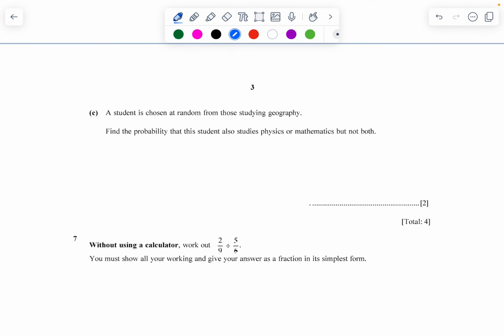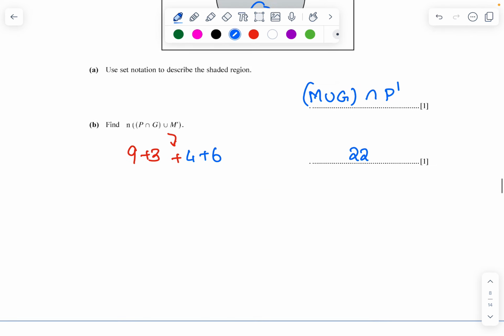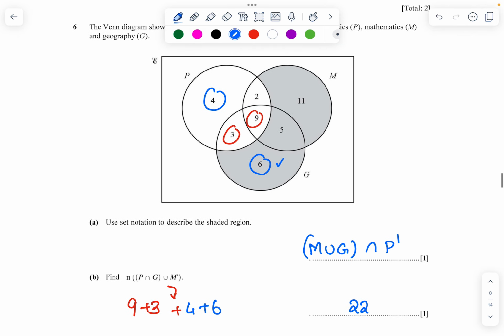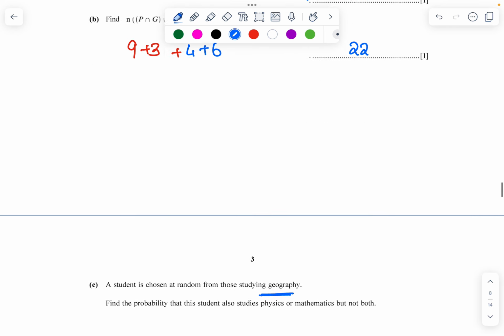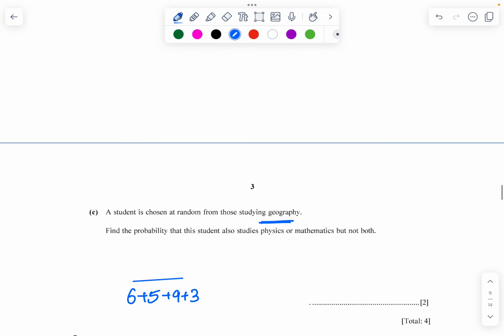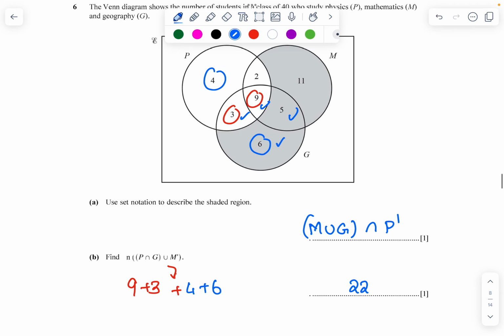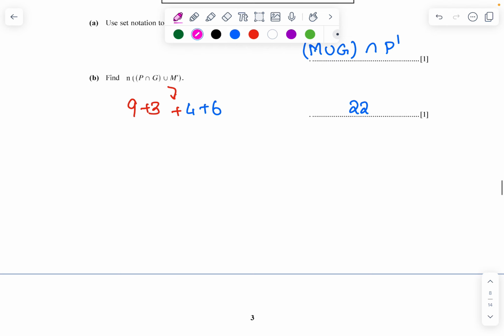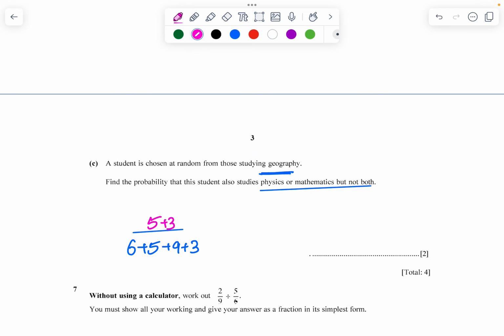Question C. A student is chosen at random from those studying geography. So that's going to be the denominator. How many students are studying geography? 6, 5, 9, 3. 6 plus 5 plus 9 plus 3. Out of this, the student also studies physics or mathematics, but not both. Out of these numbers, we should choose students who are studying either physics or mathematics, but not both. So we should choose 5 and 3. 5 plus 3, so it becomes 8 upon 23.